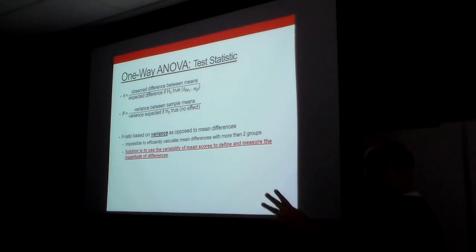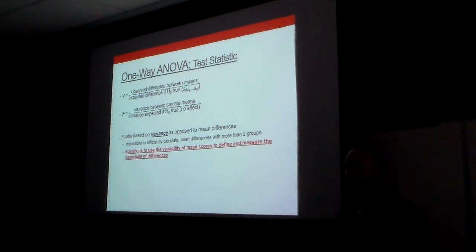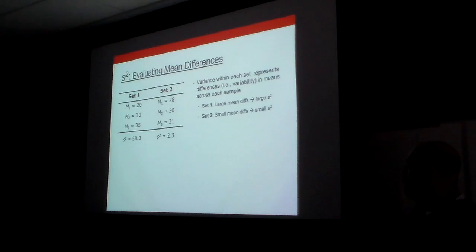The variance. I don't know, right? Who knows? Because there are 4 groups with 4 means, there are a lot of different ways those 4 groups could be different. But I can't have 4 differences. I just need 1 difference. So what we do is we use the variability of the mean scores to quantify how much of a difference we're seeing. We've graduated from taking the observed difference in means over the expected difference if the null is true, to the variance across our sample means over the variance expected if the null were true.